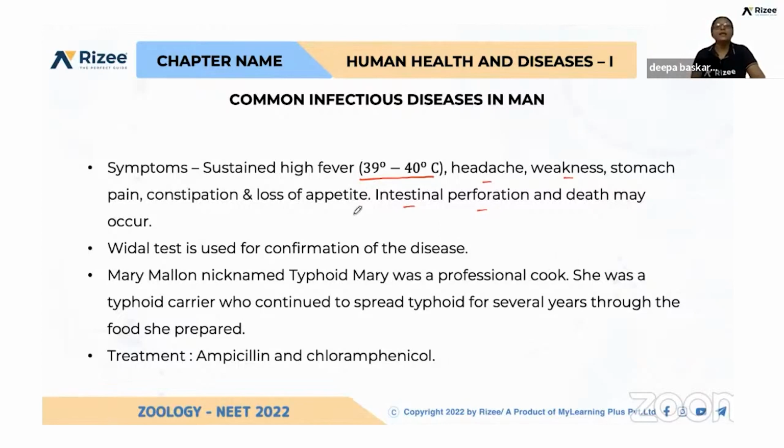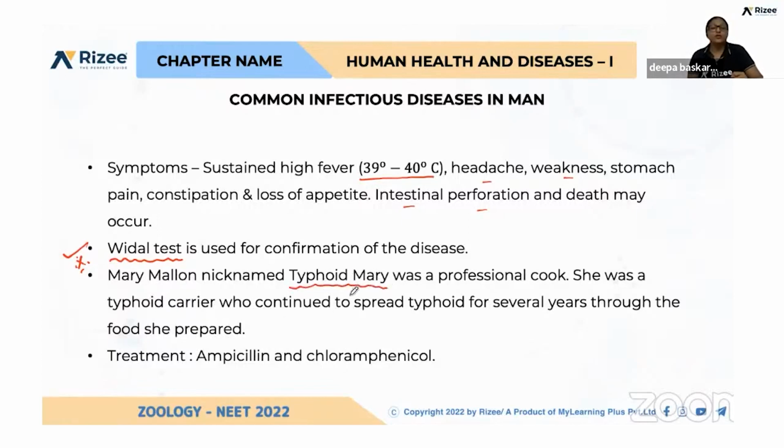Okay, and again this can be identified, diagnosed by Vidal test. So this question you can expect, the typhoid can be diagnosed by using Vidal test. And again, one more thing what you have to remember is Mary Malone. So her nickname is Typhoid Mary.